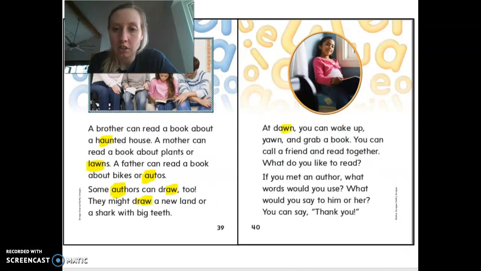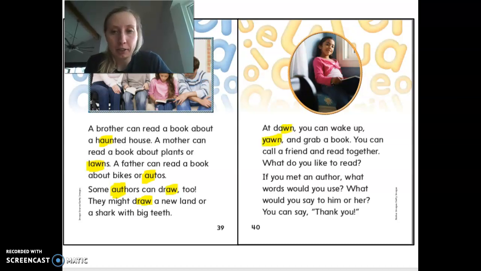At dawn, you can wake up, yawn, and grab a book. You can call a friend and read together. What do you like to read? If you met an author, what words would you use? What would you say to him or her? You can say thank you.